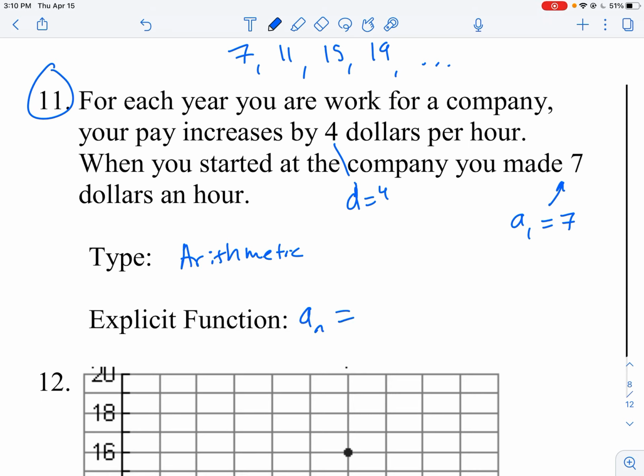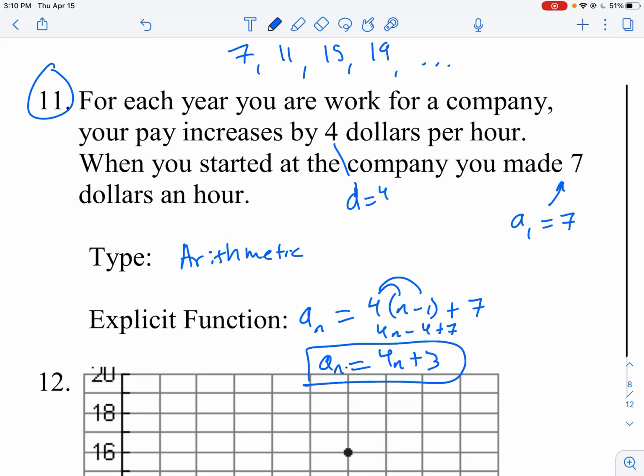So I got a sub n equals 4 times n minus 1 plus my initial value of 7. This is not quite done. You do have to simplify this. We're going to distribute that 4: 4n minus 4 plus 7. And now we got our final function here of 4n plus 3. So a sub n is 4n plus 3. So we write out our explicit function.